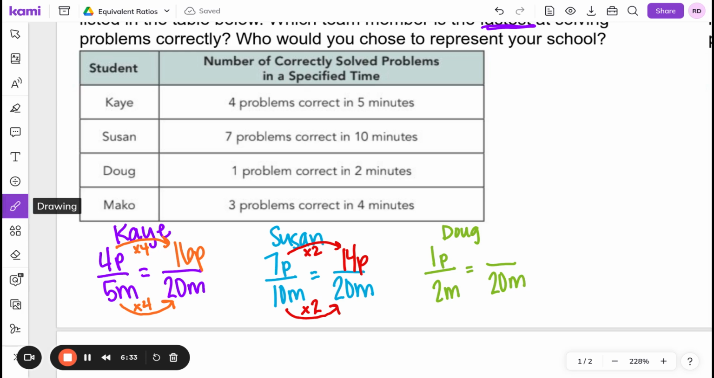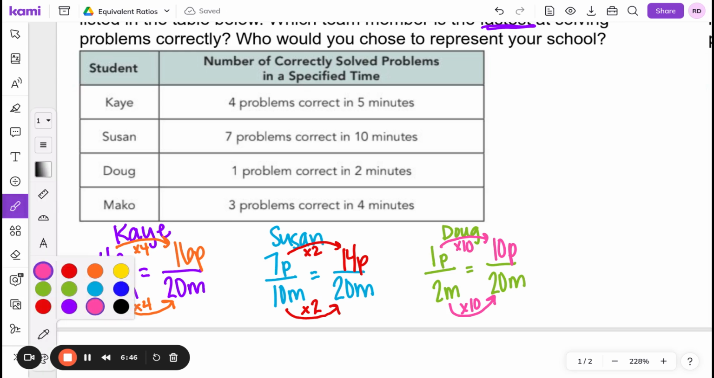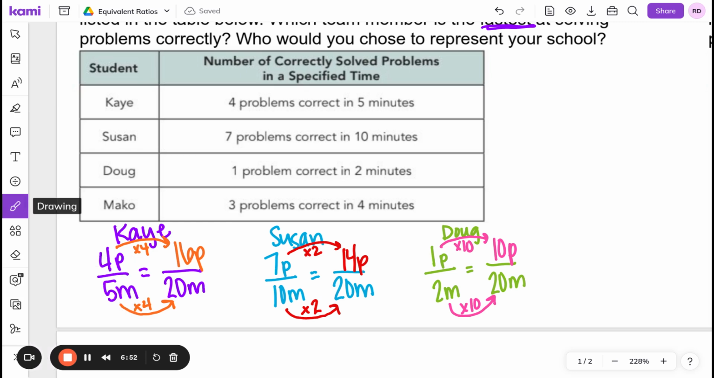So we have to turn a 2 into a 20 by multiplying by 10. Whatever I do to the bottom, I do to the top. So Doug could solve 10 problems. 10 is not more than 14, and it is not more than 16. So sorry, Doug, you are not representing our campus.